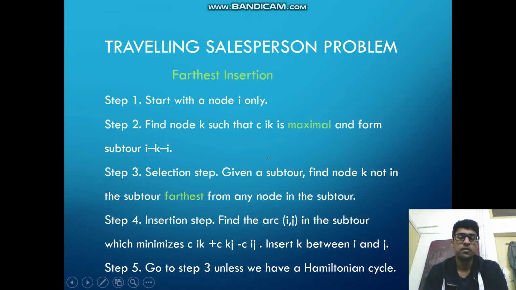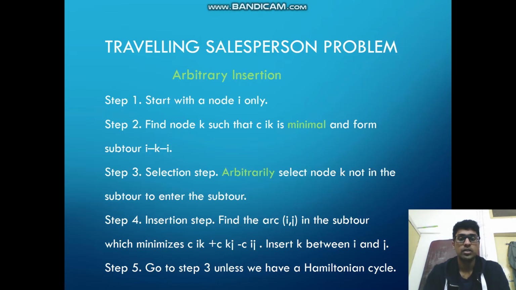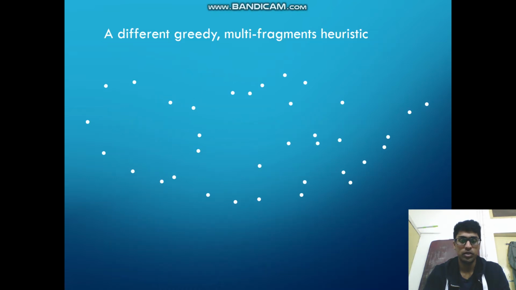Similarly, we can have the farthest insertion heuristic, which is just the opposite of nearest insertion. We do maximal instead of minimal. We add the farthest one. We don't need to go in depth, we just need to have a look at it. And also an arbitrary insertion, between the minimum and the max, we can think of that as well. But all these are heuristics which don't give us the optimal solution. We just try to reach the optimal solution through these heuristics.